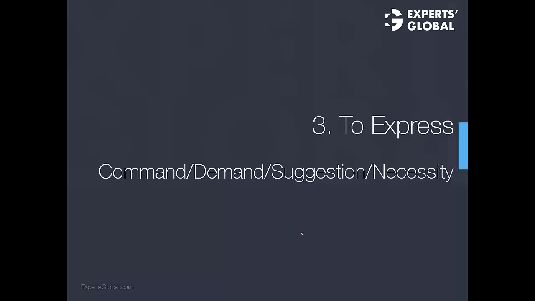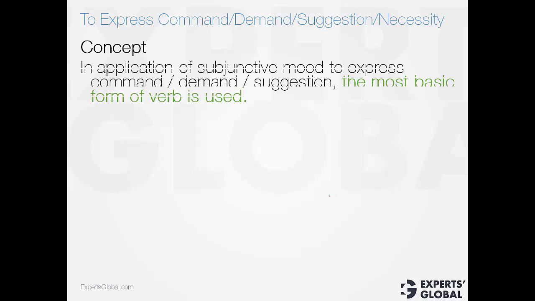The third case is when a command, demand, suggestion, or necessity is to be expressed, we use the subjunctive mood. A deeper look at this. The underlying concept is in application of subjunctive mood to express command, demand, suggestion, and necessity, the most basic form of verb is used. Remember the most basic form of verb. You can call it the base verb, the raw verb, the basic form of verb, the root verb, whichever way you can remember it. Let's take an example.